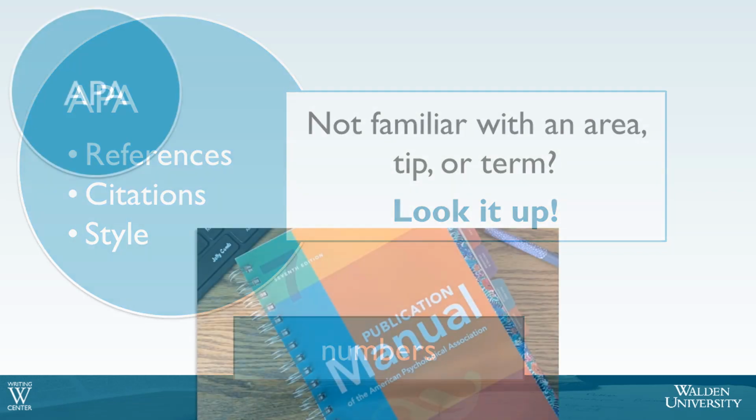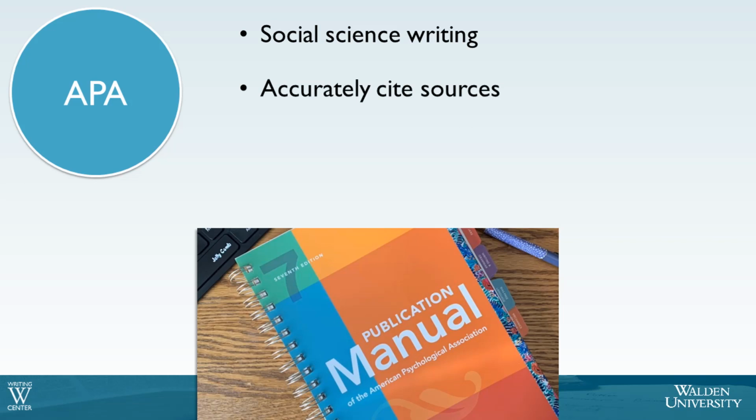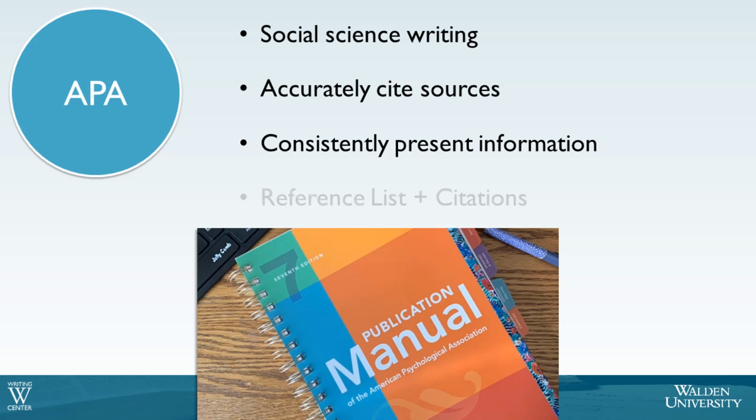Let's get started. APA is the citation style used in the social sciences, so as a primarily social science university, Walden students use APA. APA's purpose is to help writers accurately cite sources and consistently present information. APA uses a reference entry and citation method for crediting sources.